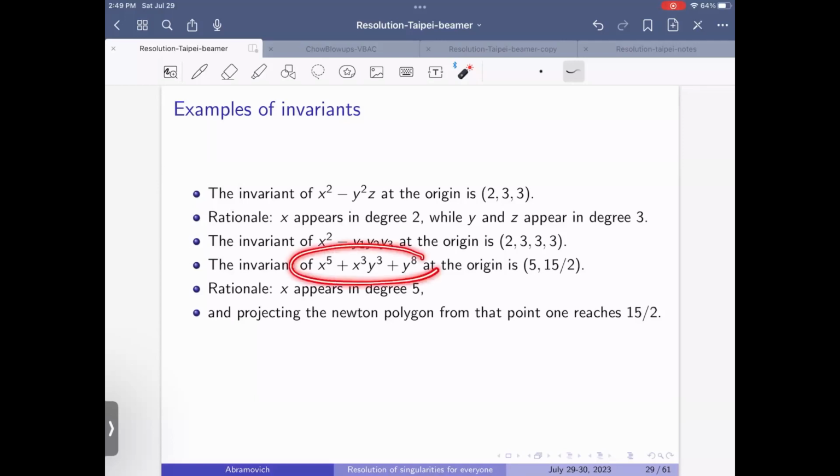Here's a harder example for which I'll draw a picture: X to the 5 plus X cubed Y cubed plus Y to the 8. I claim that the invariant I will choose, and I'll show you how to do it, is 5, 15 over 2. So the first part is always the order. The second part is what remains to be explained.